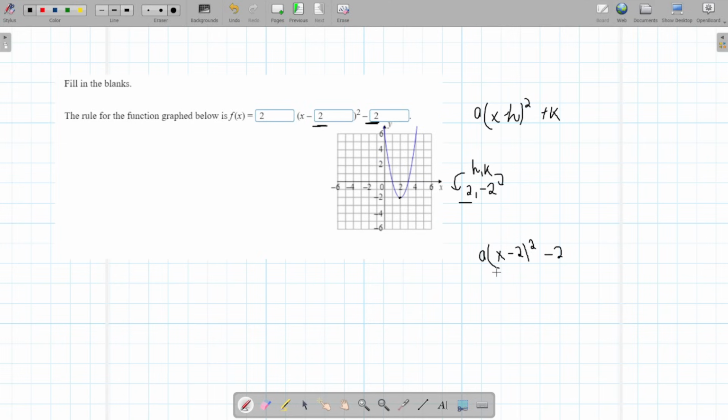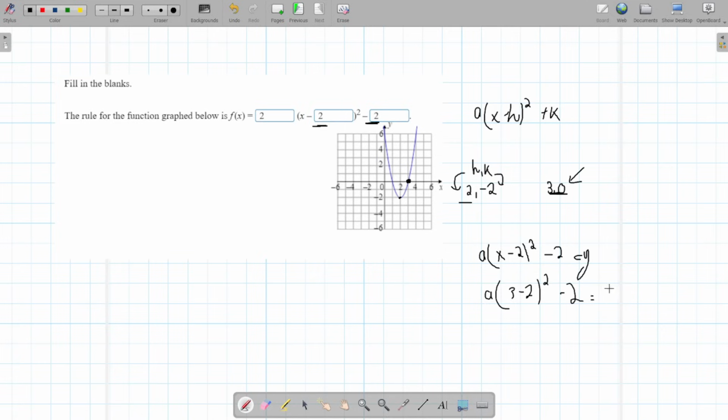How do we find a? You plug in any point from the graph. Let's take this point over here, which is 3 comma 0. You know it equals y, right? So it will be a times, my x is 3, so 3 minus 2 squared minus 2 equals y, which we said is 0 because it's 3 comma 0, so your y is 0.